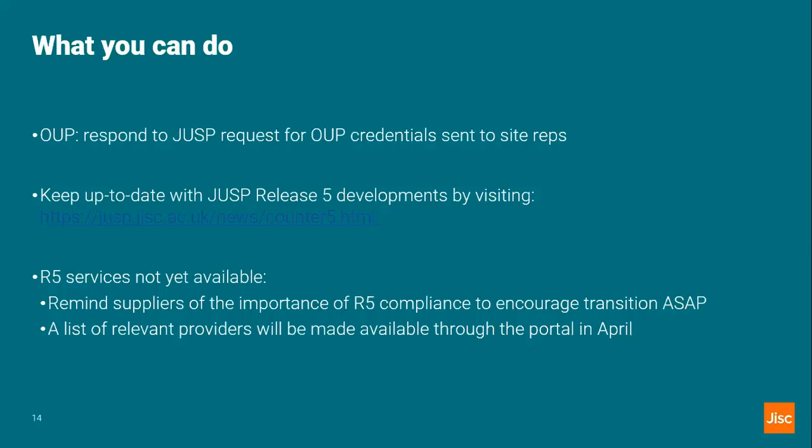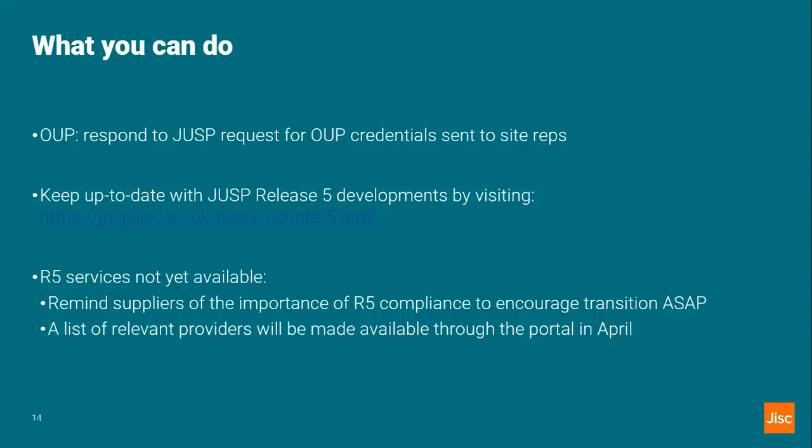When we do need you to take action with regard to a particular supplier, then we'll contact your site rep, circulate a message on JUSP Libraries. There's a news site, and you can see a link to that on the slide here, and we'll be continuing to provide updates via that page. In early April, we'll provide this list of the suppliers in JUSP and their R5 status and where we need you to take action.